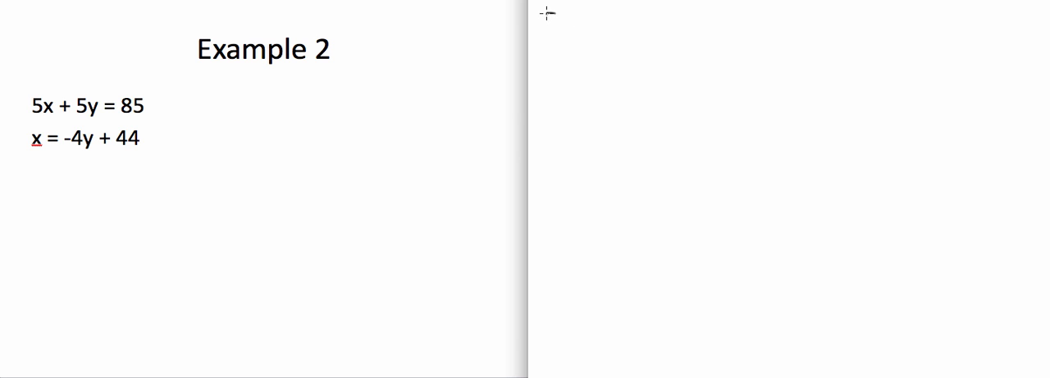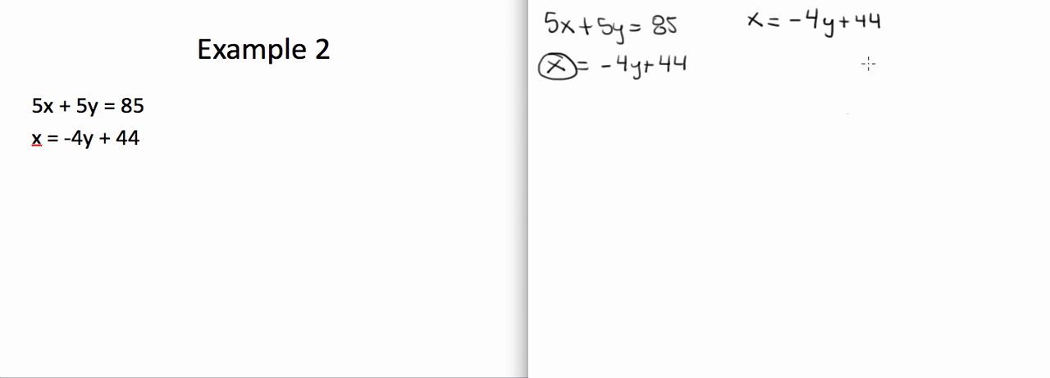We have 5x plus 5y equals 85. The other equation is x is equal to negative 4y plus 44. Going through our steps, the first step was to get a variable by itself. We can see that x is by itself, so the variable we have alone is x. So we have x equals negative 4y plus 44.